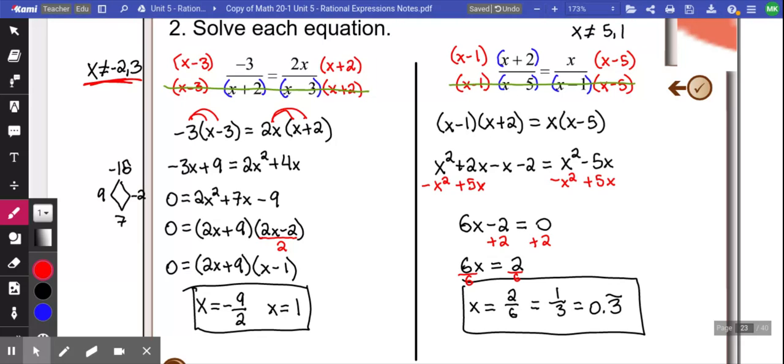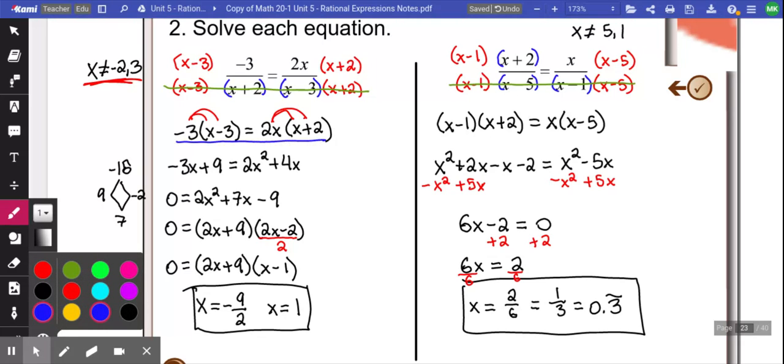I then got this little equation here, which I expanded. When I expanded, it gave me a quadratic function. I had to make that quadratic function equal 0, so I moved everything to the right. That gave me something I could factor. So when I factored that, I got 2x plus 9, 2x minus 2. One of the 2's had to go away, so I divided the second one by 2 to get my final factoring right here. The answer is -9 over 2 and +1.